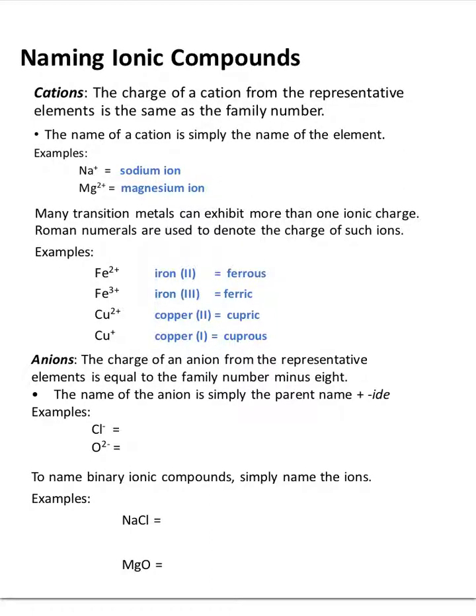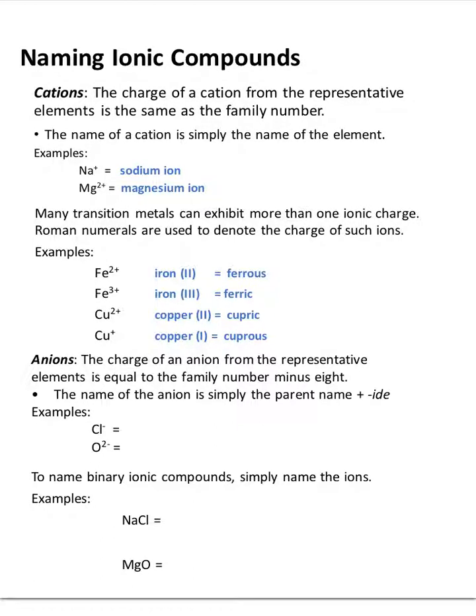Now, to move on to the counterpart, because all of your ionic bonds will have positives and negatives. They will always have a positively charged ion and a negatively charged ion. When we're talking about the anions, all we're going to do is take the name off the periodic table, take the parent part of it, so the root name, take off that ending part, and add the suffix ide.